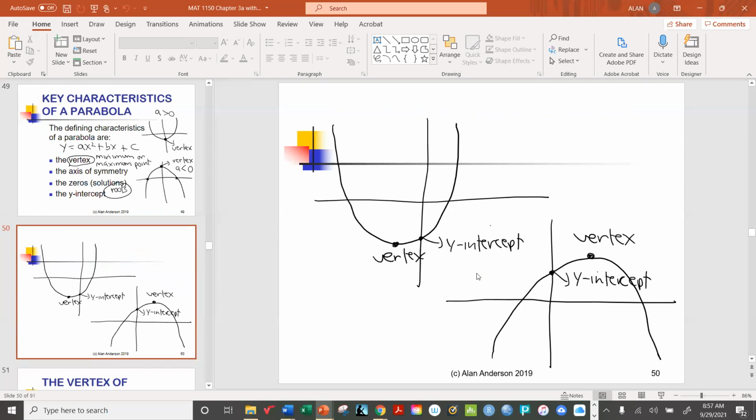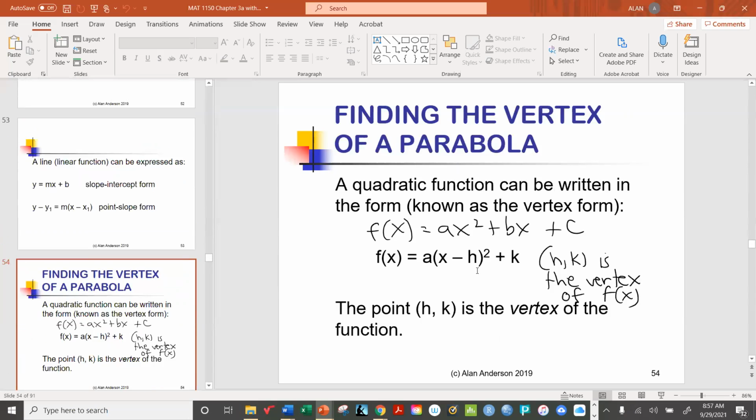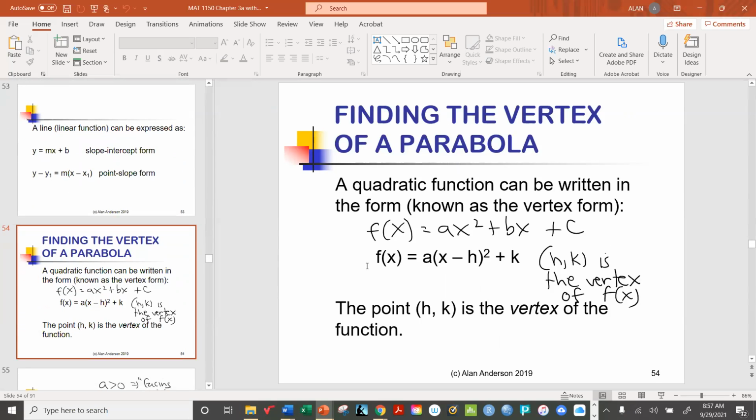Okay, so now the vertex. We can write our quadratic equation or function in a different form that means the same thing, but it's written in such a way that it's easy to see at a glance what the vertex is. Now, you might think what a pain this is, but for some applications, it's actually very helpful.